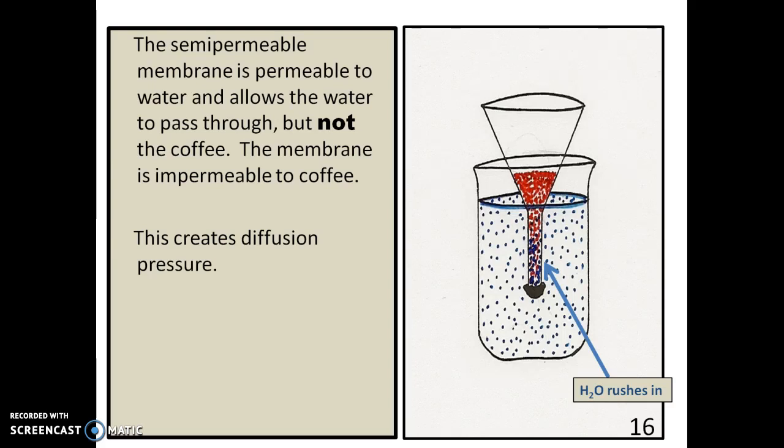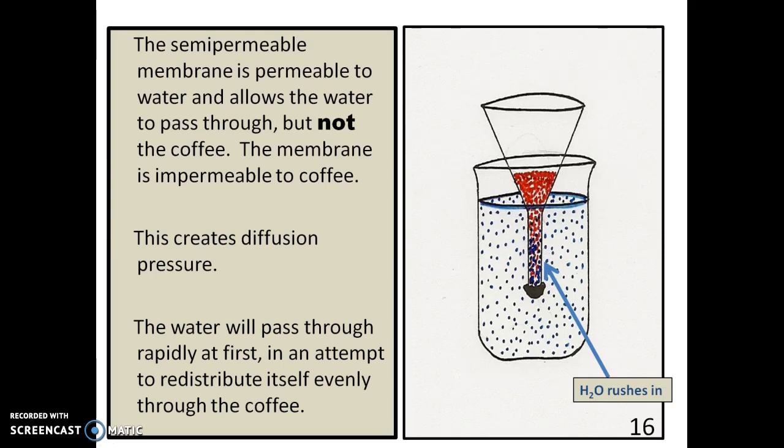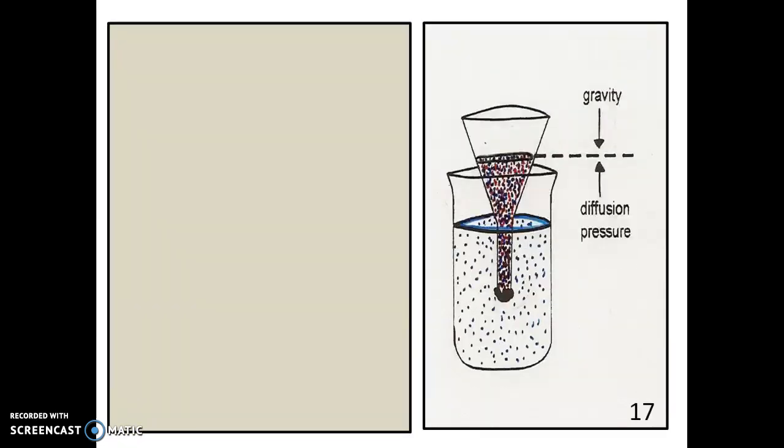it creates diffusion pressure. So the water's pushing up, the coffee's pushing down but can't get out. So we end up getting this pressure of the water pushing up. We call that diffusion pressure. The water will pass through rapidly at first in an attempt to redistribute itself evenly throughout the coffee. And as that happens, it actually pushes the level up within the beaker. So it actually starts to rise. So as diffusion pressure is pushing up, this coffee rises within the funnel, and it's going to rise.